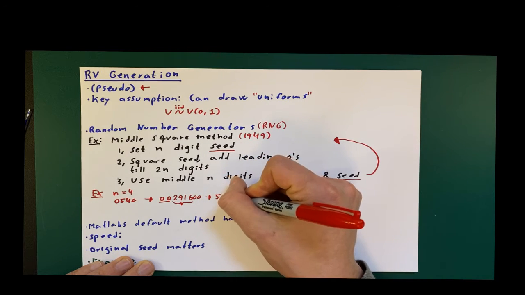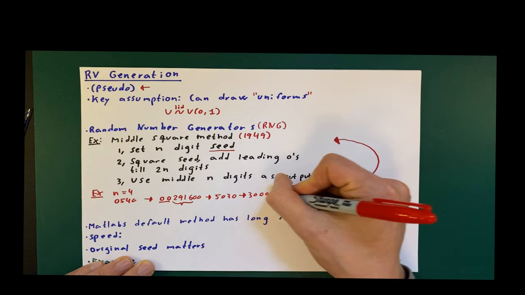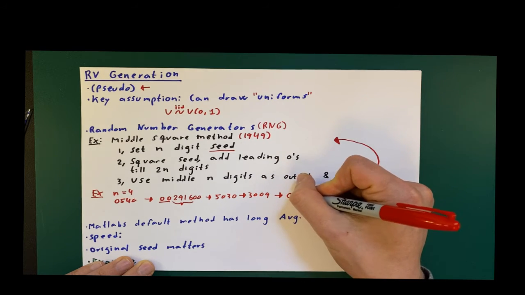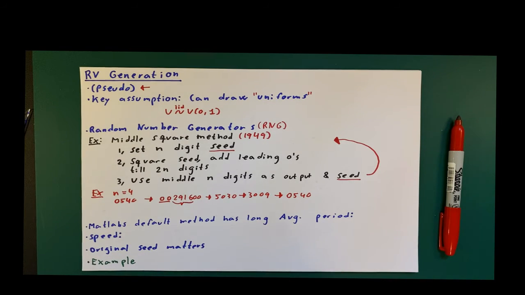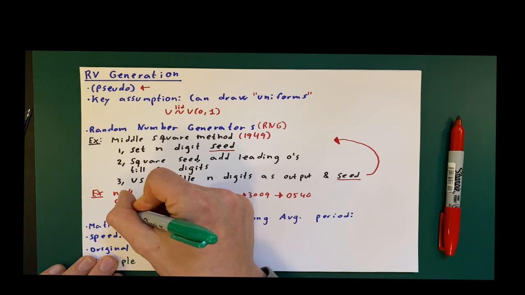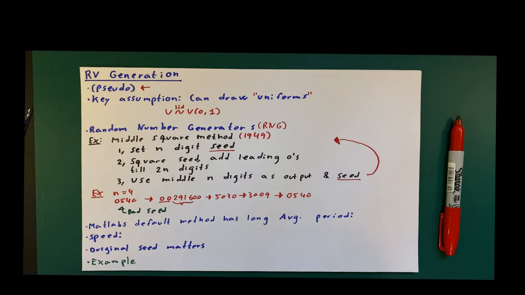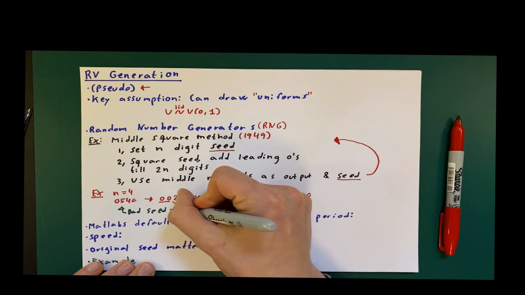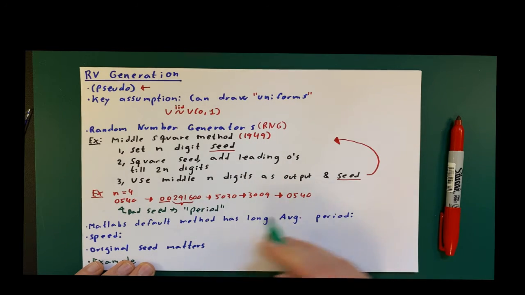That's going to be 5,030, which is going to get us to 3,009, which gets us actually back to 540, right? So this is sort of a little bit my fault, because I chose an initial bad seed, right? So I specifically chose this seed because it's really, really bad. It has a very small what's called a period. So that's the time before the number starts repeating, and then we'll just be caught in this loop over and over again, right?